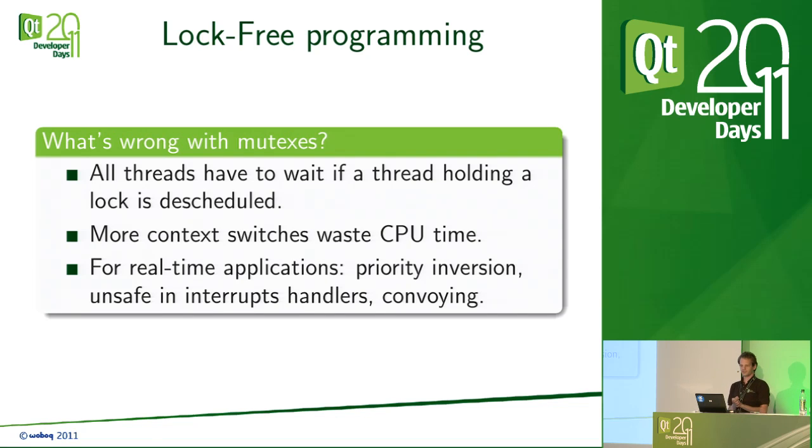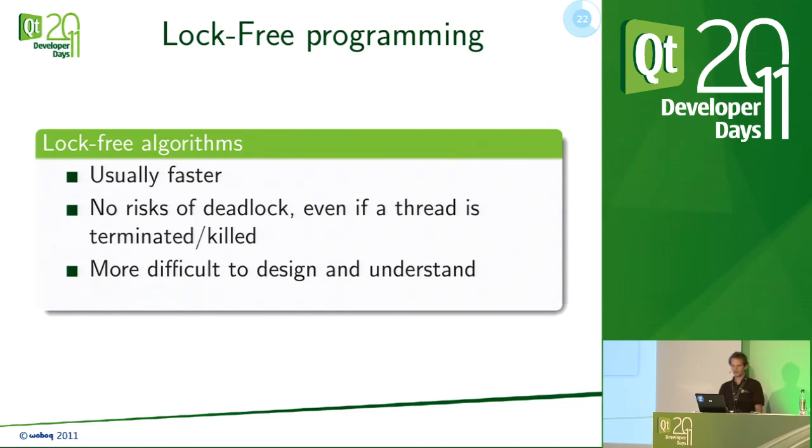Mutexes are also unsafe because you can get a deadlock if one of the threads is killed while holding a mutex. Then you're in a bad situation. And convoying also means that all the threads need to wait for the slower thread that holds the mutex. So that's why some people write lock-free algorithms: they're usually faster, because there's less CPU wasted in the locks, and there is no risk of deadlock.